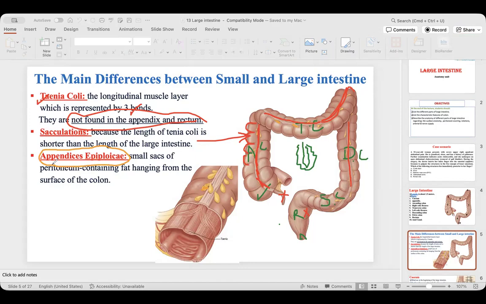So we have three main features in the large intestine that are absent in the small. Number one, this band of muscle named tinea coli. Number two, this sac or sacculation, and finally appendices epiploica.